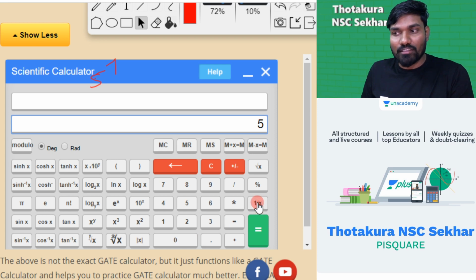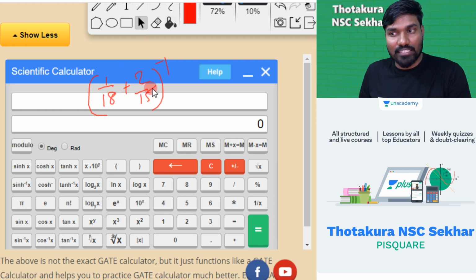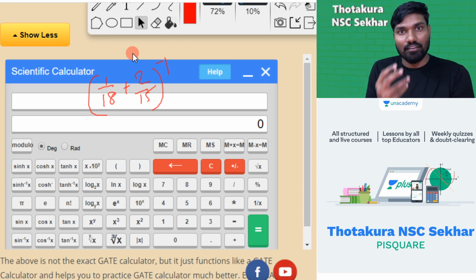Then go for this, and it will perform 1 by X automatically. It will give you the result. That's point 2, simple. Okay, now the equation we're supposed to do is 1 by 18 plus 2 by 15, whole inverse. This I need to perform. This whole term will be X. Once I get the value of this, then the inverse will give the result.